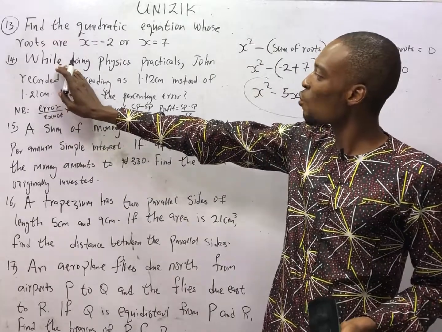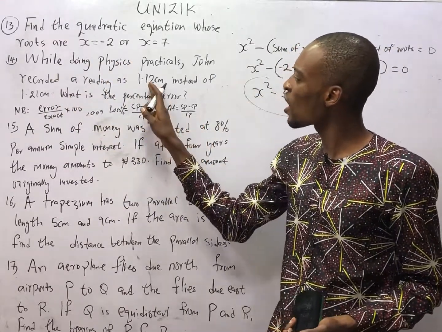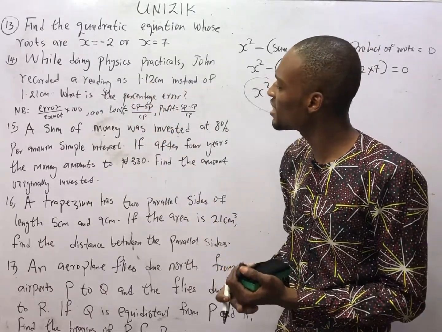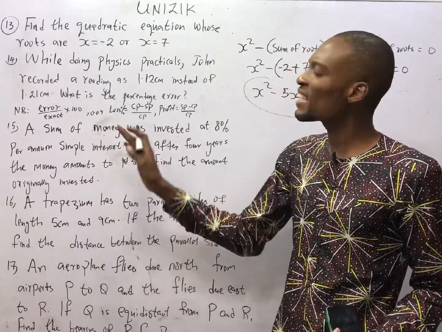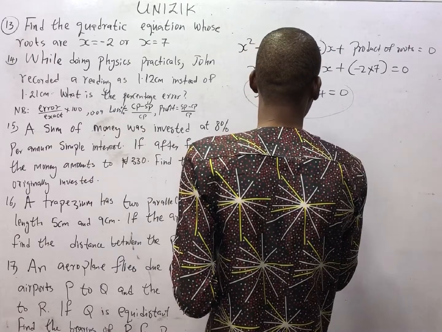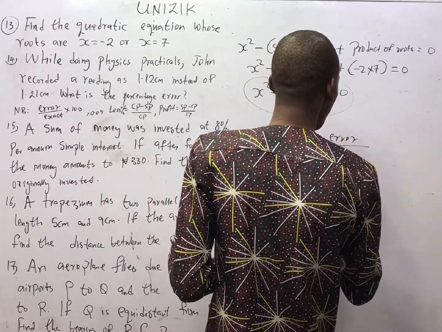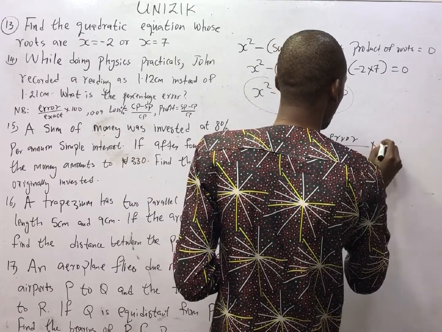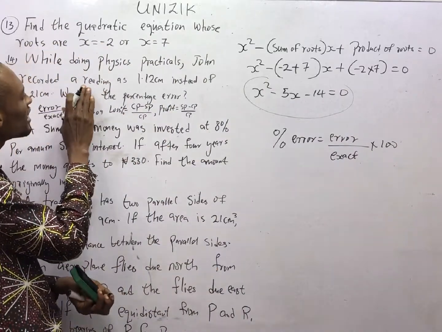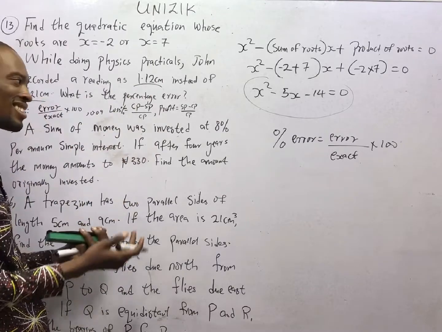And this one says, while doing physics practicals, John recorded a reading as 1.12 cm instead of 1.21 cm. What is the percentage error? Anytime you are given a question under percentage error, percentage error is equal to error over exact measurement times 100. This is the formula. Look at it. John recorded a reading as 1.12 cm instead of 1.21 cm.